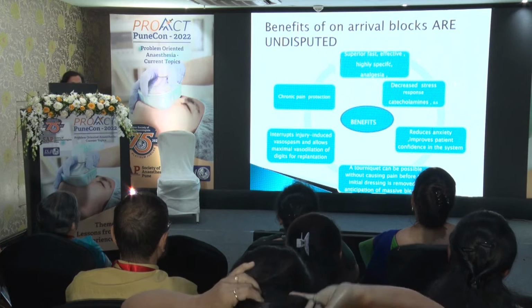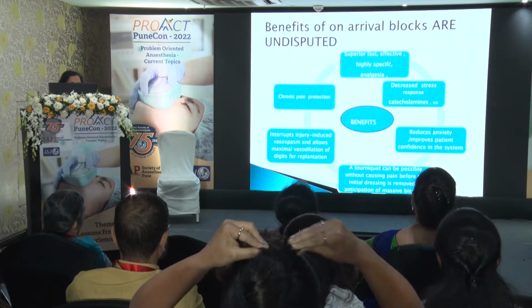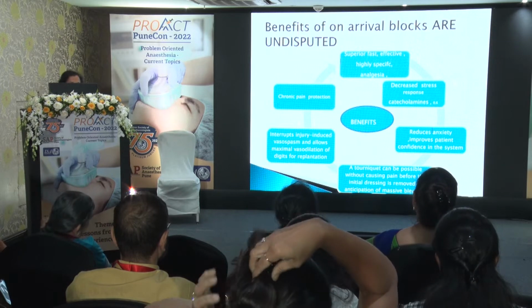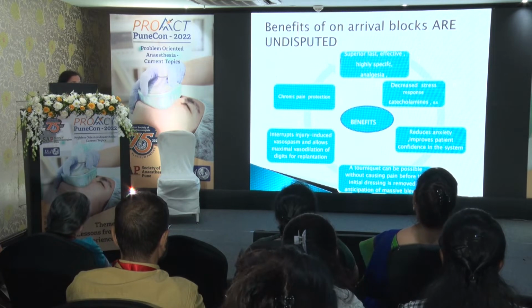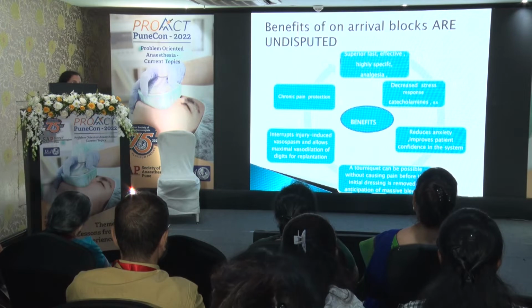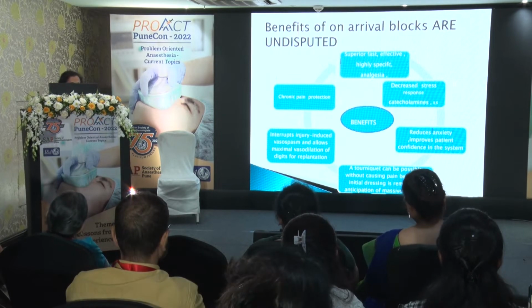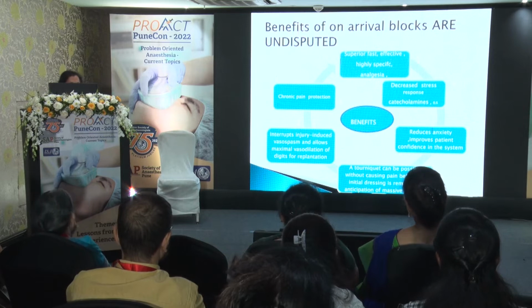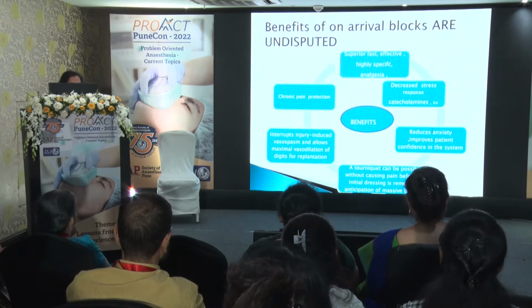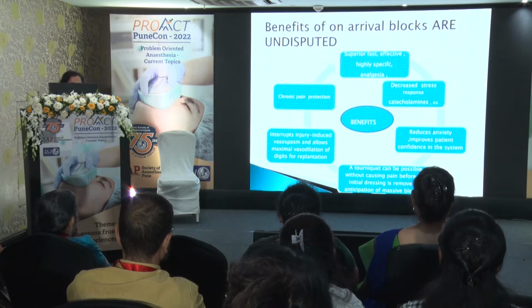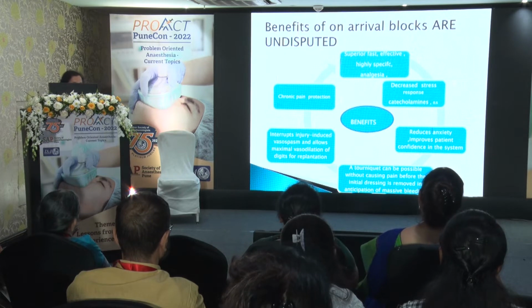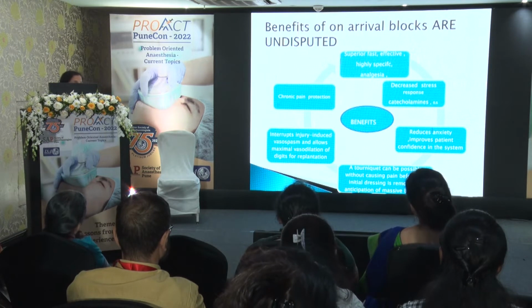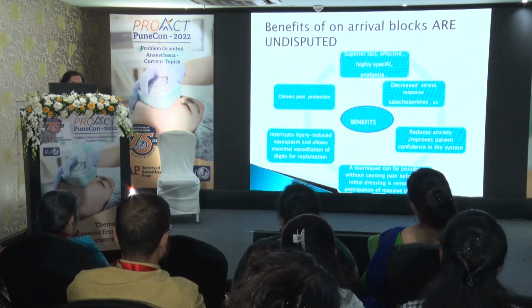So what are the benefits of this on-arrival block? The benefits are that it provides superior, fast, effective, highly specific analgesia. It decreases the stress response, decreases catecholamines and interleukin 6. It reduces the anxiety of the patient, and the patient develops faith in the system. The patient will cooperate. Tourniquet application is possible without causing pain to the patient, and so initial dressing removal, assessment of the bleeding and wound exploration are also possible. It interrupts the injury-related vasospasm, and it allows maximum vasodilatation of the digits for replantation. And the main advantage is that it avoids the patient landing into chronic pain.